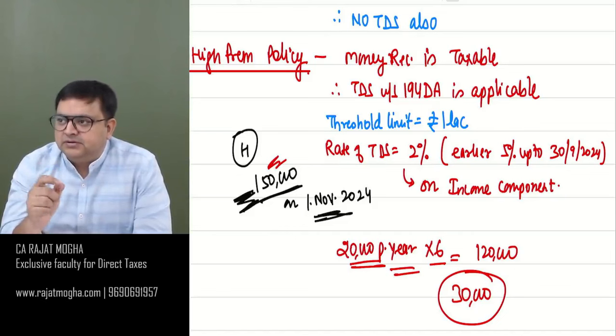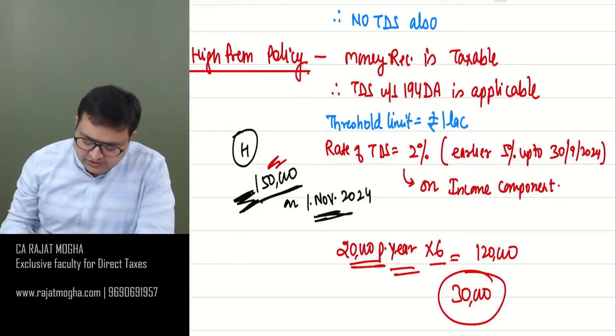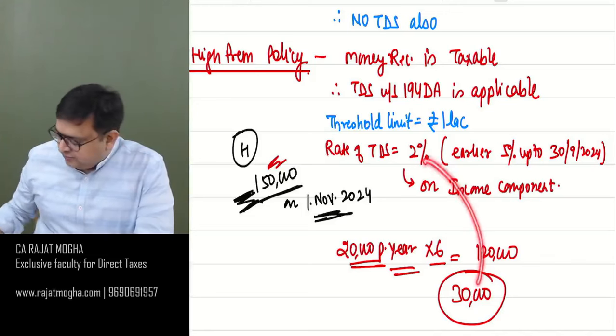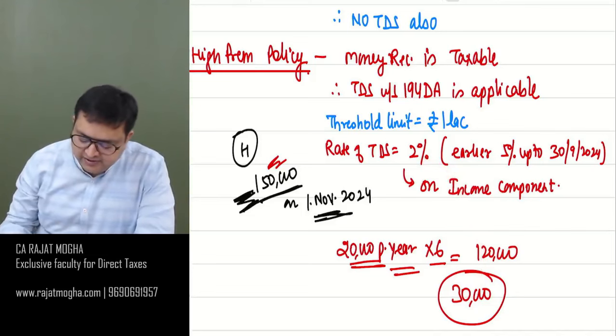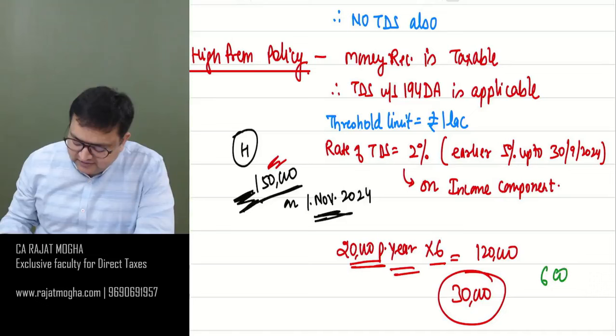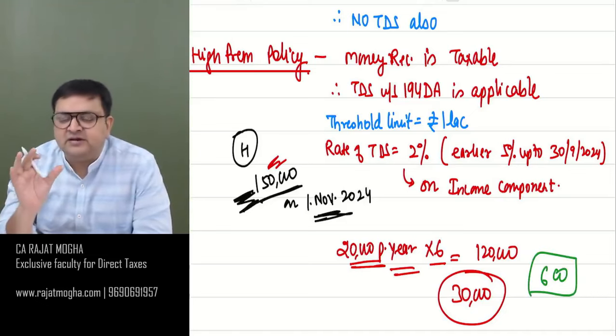Pradeepa, Darshni, Siddharth, have you all understood? Correct? So I will apply 2% on the income component. 2% on the income component. So 30,000 into 2%, the TDS would be rupees 600. Don't write it. I'll be explaining with the example. 600 would be the TDS.